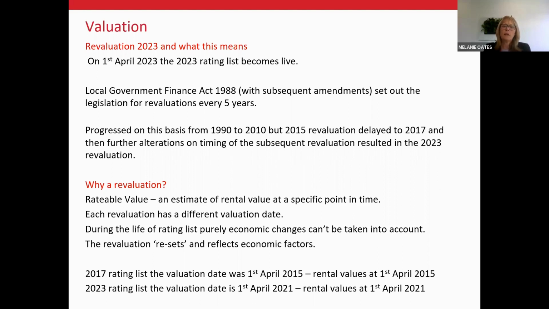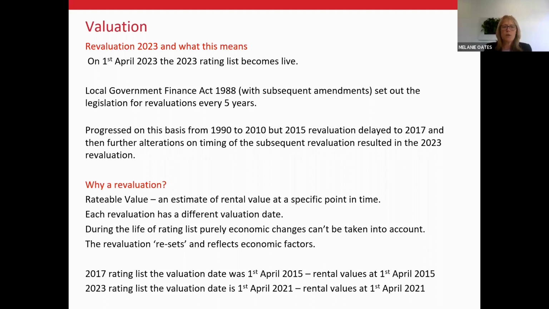So just putting that into some sort of context, for the 2017 rating list, the valuation date was the 1st of April 2015, and rateable values were based on rental values as at the 1st of April 2015. So if you think about that, they have been in force as at April 2015 for 6 years. So that's quite a long time where economic factors can't be reflected. And if you think what's happened over that time, obviously the biggest thing that's occurred in that time is COVID and the impacts that would have had on rental values. Things like that could not be reflected in dealing with the rateable values.